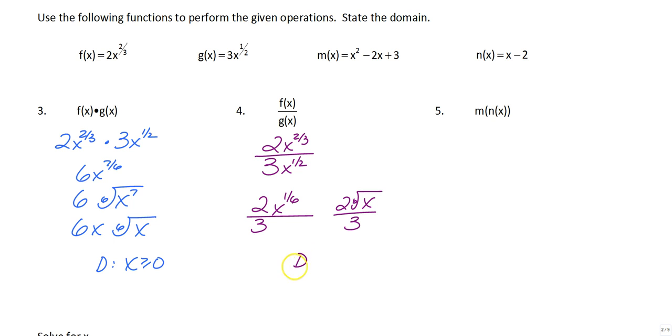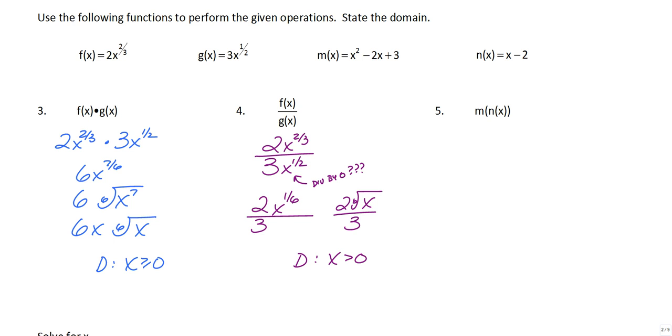Now we have to do our domain. So again, we cannot take the even root of a negative. But going back here, you cannot divide by 0. So x is not allowed to equal 0 either. So it has to be a positive, so x has to be greater than 0.